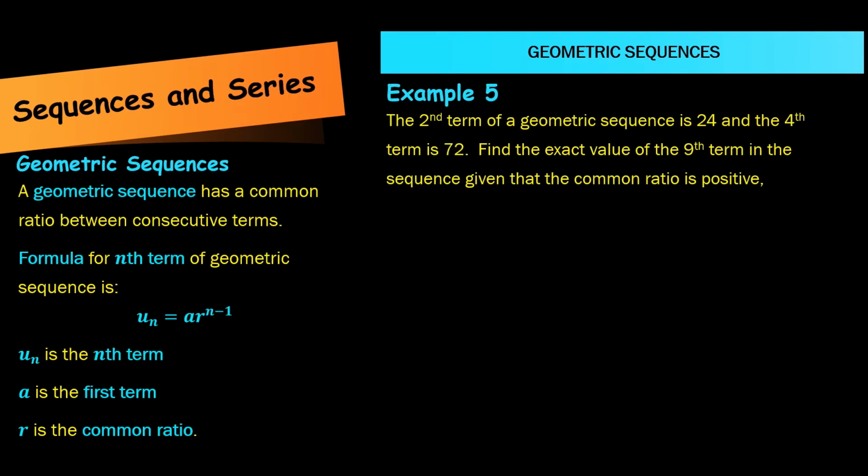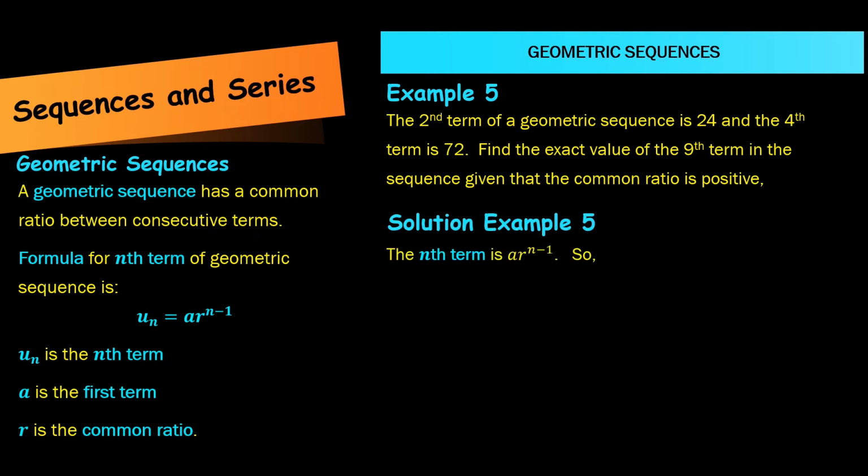And now for another example. Pause the video and have a go. Press play when you're ready to view the solutions. The second term of a geometric sequence is 24, and the fourth term is 72. Find the exact value of the 9th term in the sequence, given that the common ratio is positive. So let's solve this.